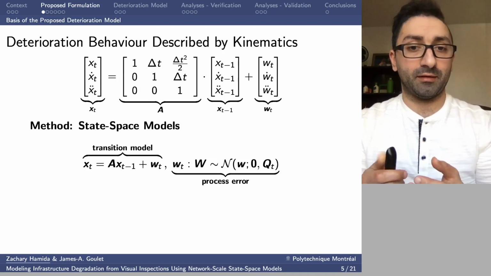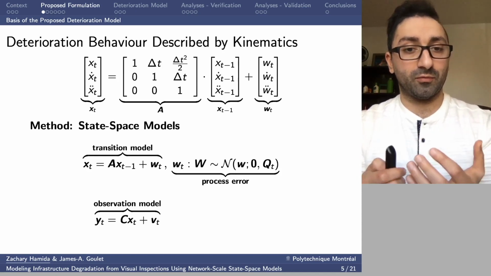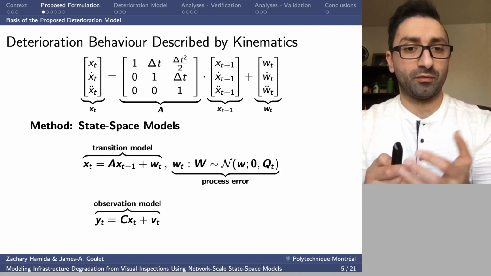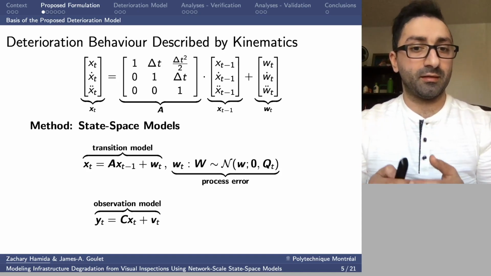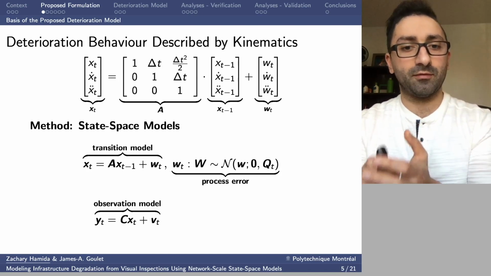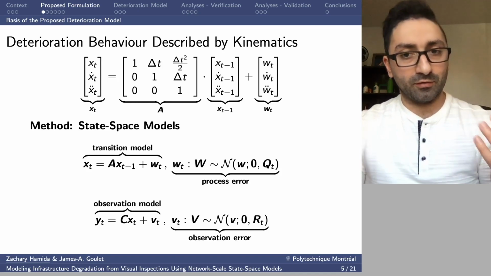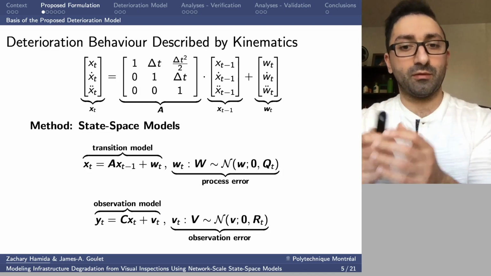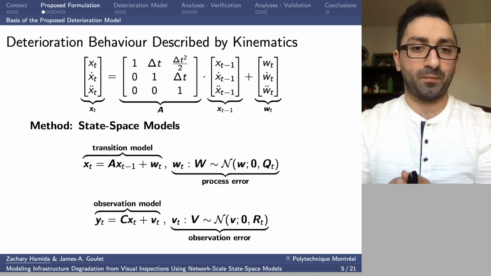The second model in state space models is really the observation model, where we have yt, which is the observation, equals to C, the observation matrix, multiplied by xt, which is the state at time t, plus vt, which is the observation error. The observation error is described by a normal distribution with a zero mean and a variance rt.